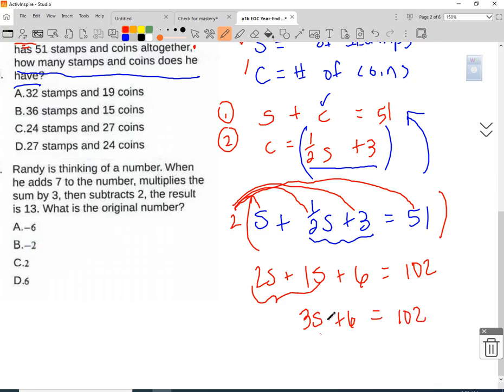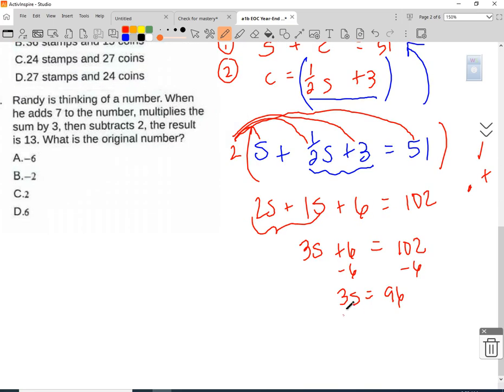3S. What operation is being represented by 3S? Add, subtract, multiply, or divide? Multiply, right? So 3 times S plus 6. So I'm undoing multiplication, I'm undoing addition, we're going to undo the addition first. We undo addition by subtracting, we have 3S equals 96.